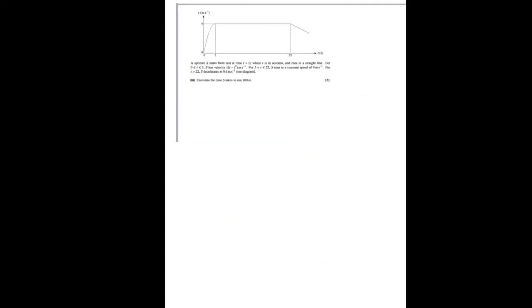In this part of the question, we need to calculate the time required to run 100 meters. Now, from the previous part of the question, we already know that during the first 3 seconds, a distance of 18 meters is covered. We can add this to the graph. Having done this, we now need to find out how much longer it needs to run in order to cover the remaining part of the 100 meters. We can see from looking at the graph that we now need to run an additional 82 meters.